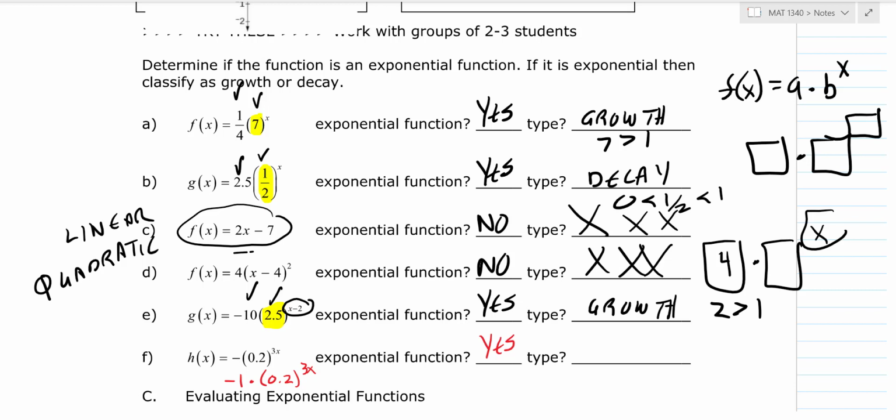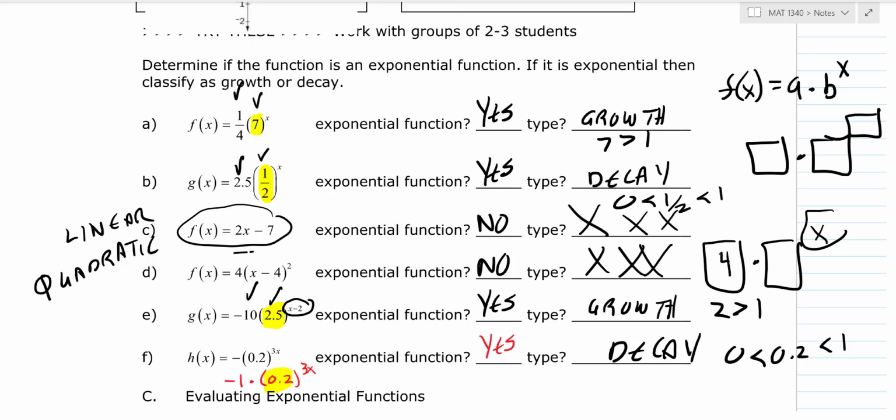Okay, so now what you do is look at 0.2. Does the 0.2 make it growth or decay? Decay. Good. Okay. So that's the idea. The idea with decay is basically going to be that the 0.2 is in the middle of 1 and 0. So that's how you do that.